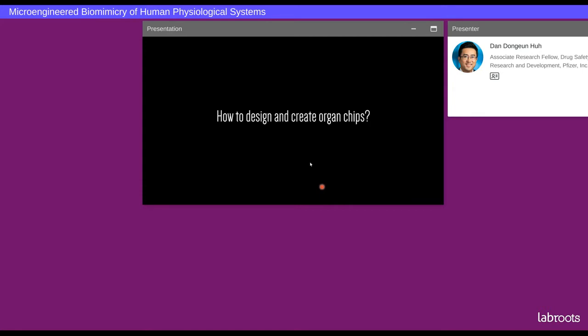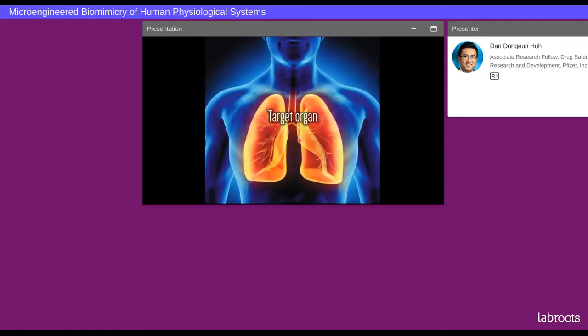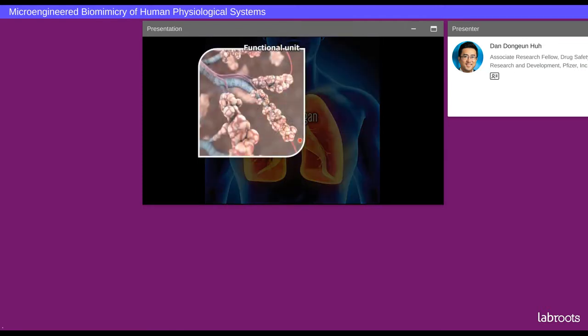So if you're new to this technology, perhaps one of the first questions you could ask is, how do we actually make organ chips? How do you go about designing and creating these advanced in vitro systems? So let me spend just a couple of minutes talking about the design principles that we use. So obviously you'd have to have a target organ, and for this discussion, let's say we're interested in modeling the lung. So the first step in this design process is to closely examine the anatomy of the target organ and identify the functional unit responsible for organ-specific physiological functions.